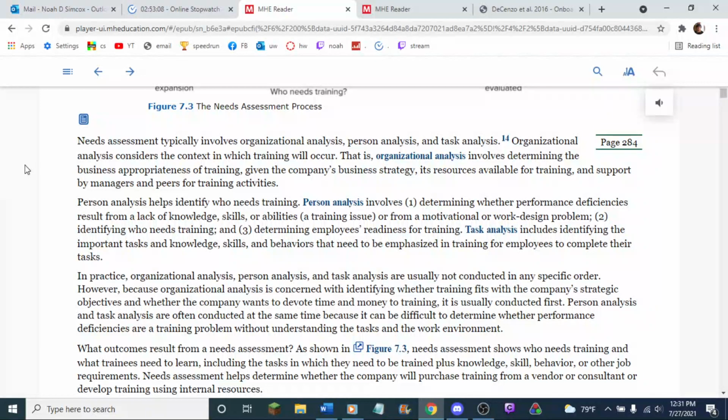Needs assessment typically involves organizational analysis, person analysis, and task analysis. Organizational analysis considers the context in which training will occur. This organizational analysis involves determining the business appropriateness of training.